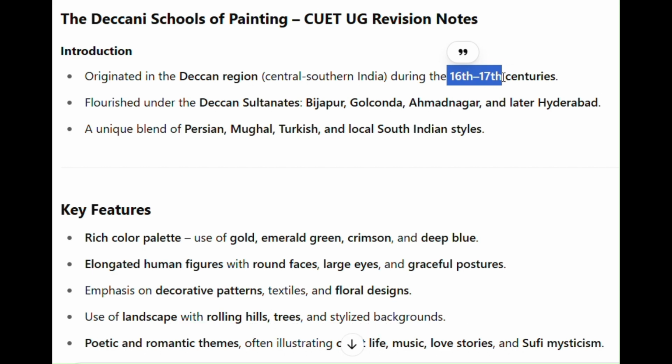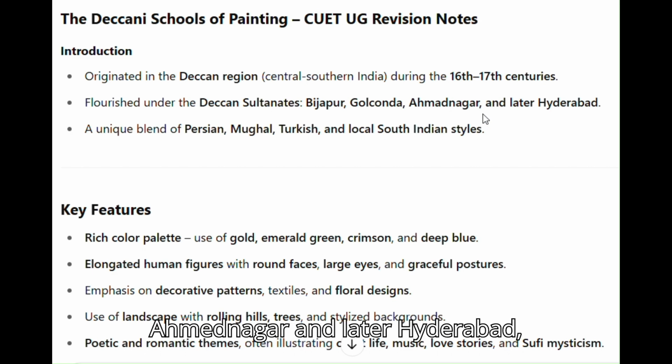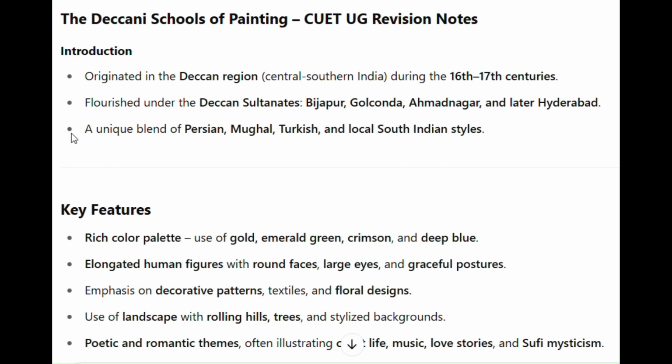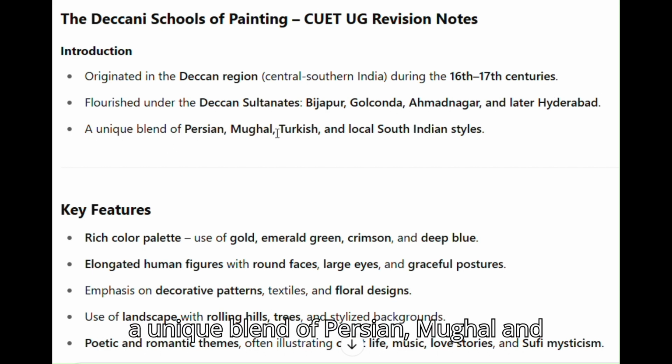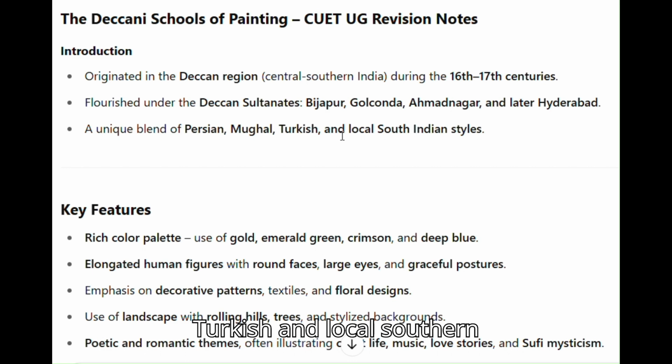It flourished under the Deccan sultanates, that's Bijapur, Golconda, Ahmednagar, and later Hyderabad. A unique blend of Persian, Mughal, Turkish, and local southern Indian styles.